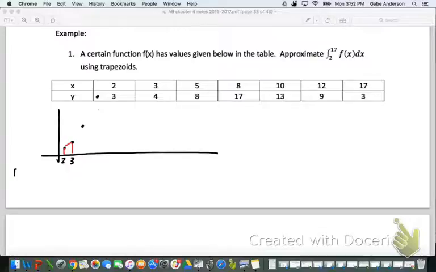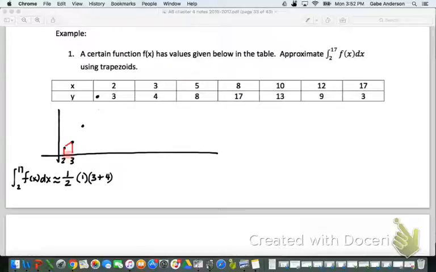So here we go. I'm going to say integral from 2 to 17 of f of x is approximately, I'm going to find the area of that trapezoid, so it's going to be 1/2 times the height. The height is going to be the difference between 2 and 3. So the height is going to be this little measurement right there. And so the difference between 2 and 3, of course, is 1. And then the bases are going to be the 2 y values. So in this case, it's going to be 3 plus 4. So that is trapezoid number 1, the red one.